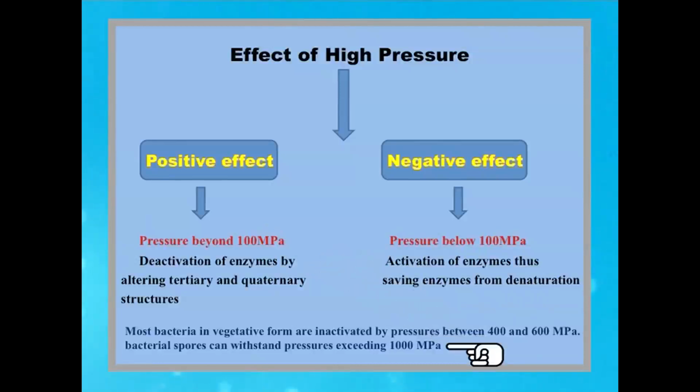Most bacteria in their vegetative form are inactivated by 400 to 600 megapascal of pressure, but the bacterial spores like the endospores are able to resist a pressure of 1000 megapascal. If I consider the negative effect, we find that activation of the enzymes may take place and therefore it saves the enzymes from denaturation. So negative effect is an important aspect of pascalization.